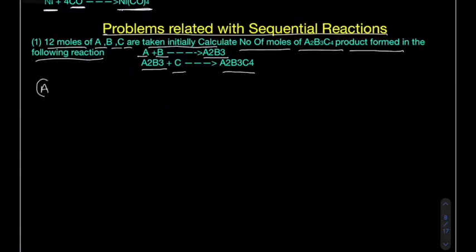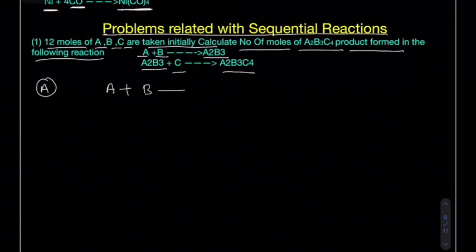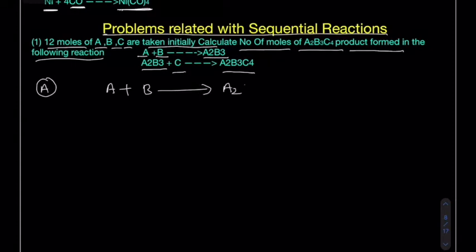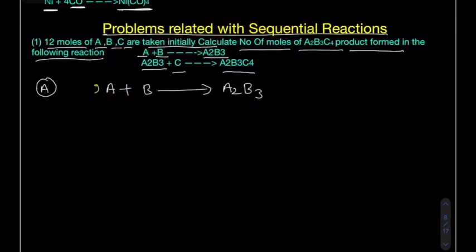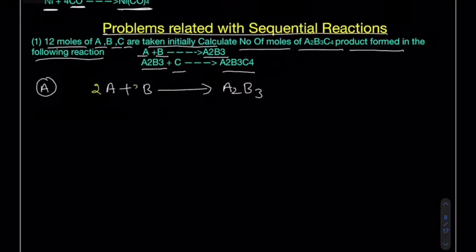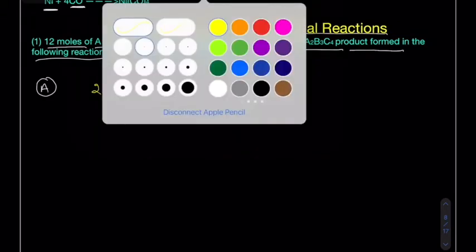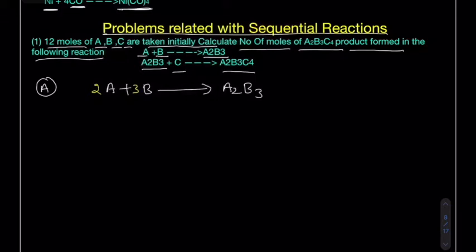First of all, I am writing the reaction: A combined with B to give A2B3. Here, how many atoms of A on the right hand side? 2. So I am writing 2 on the left hand side. And how many atoms of B on the right hand side? 3. So I am writing 3 on the left hand side. Are you getting my point? Now, how many moles of A are given to you? 12 moles. And B also 12 moles. Initially there is no product.